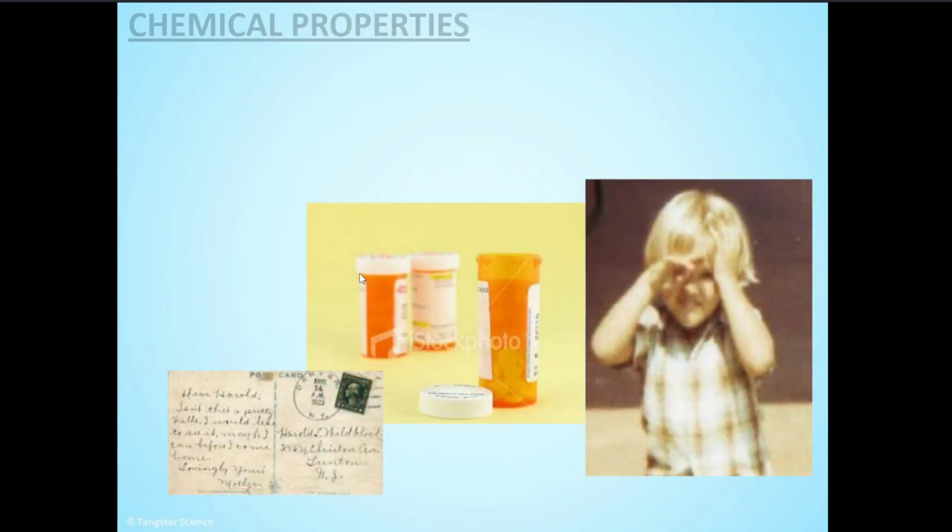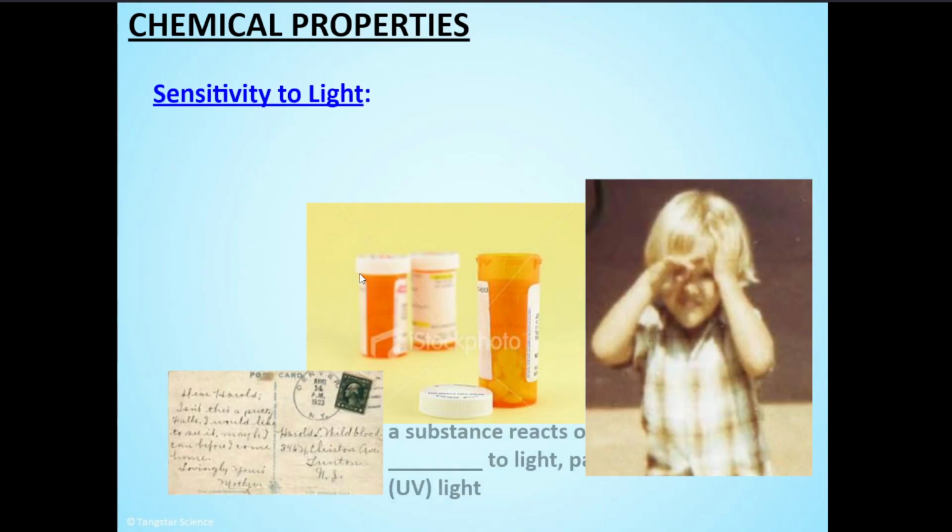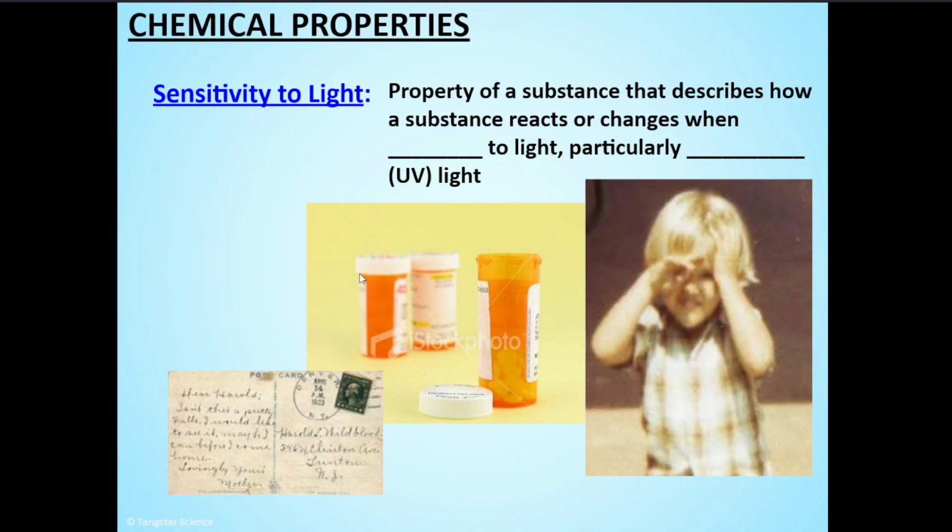Next one is sensitivity to light. Sensitivity to light describes how a substance reacts when exposed to light, particularly ultraviolet or UV light. This is why certain medicines come in dark colored bottles to protect them from reacting with light. That's why in the picture I show you some bottles. You may have seen certain liquids that come in a dark brown bottle so that they cannot be affected as much by sunlight or other lights inside your house, because it would break them down faster.